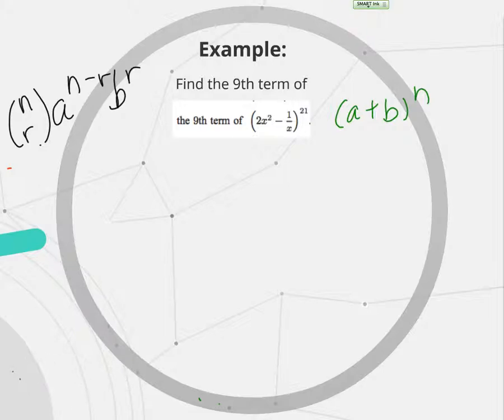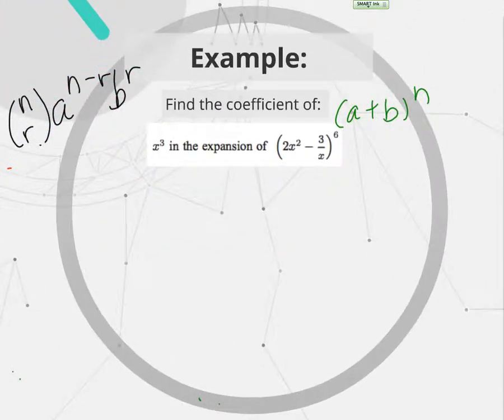So we'll start. I want you to start the next one by finding a, b, and n again. This time, we're going to find the coefficient of the x cubed term, the term that has x to the third power in the expansion of 2x squared minus 3 over x to the sixth power. I know it's probably tempting to just pull out your Pascal's triangle and go for it there, but we are going to use the binomial theorem to get there.